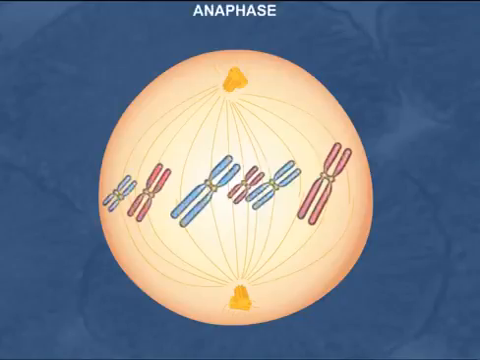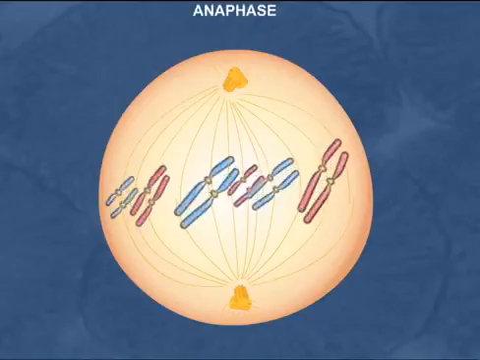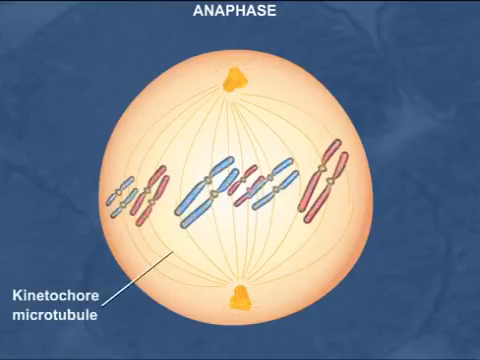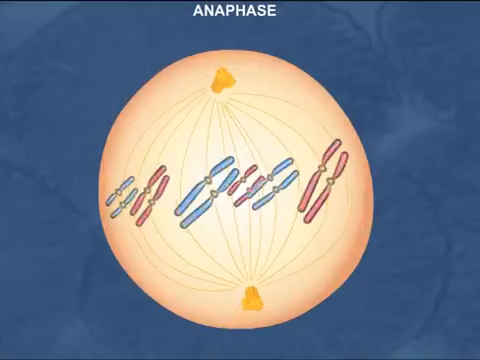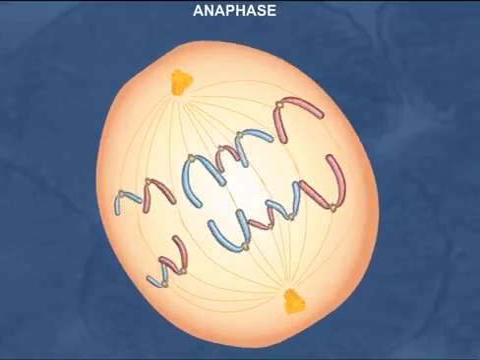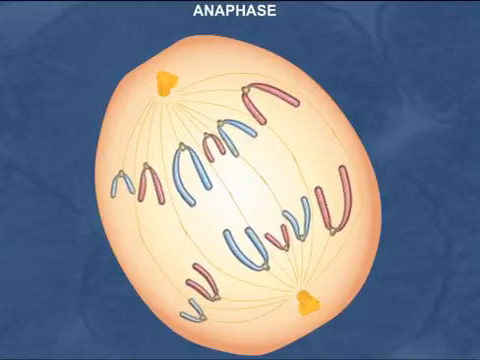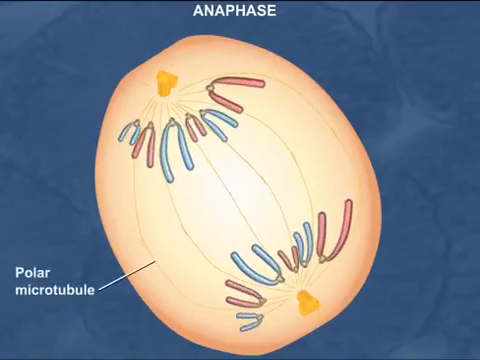The sister chromatids separate, and each chromatid is now linked to only one pole via a kinetochore microtubule. The kinetochore microtubules shorten, and the individual chromatids, now called chromosomes, are drawn to the poles. Toward the end of anaphase, the polar microtubules push against each other and cause the two poles to be moved farther away from each other.